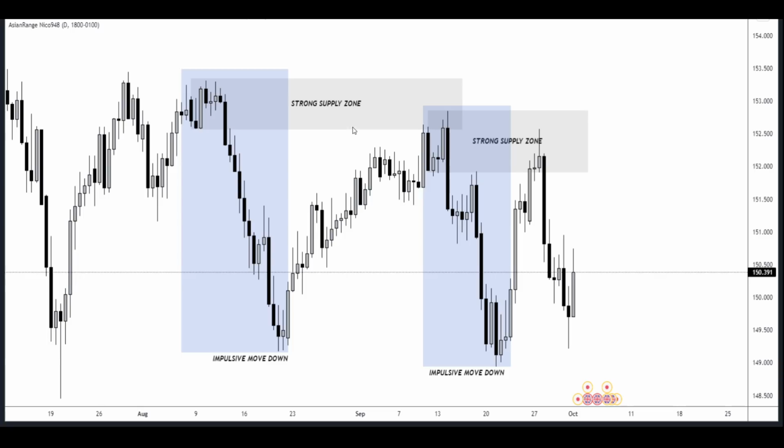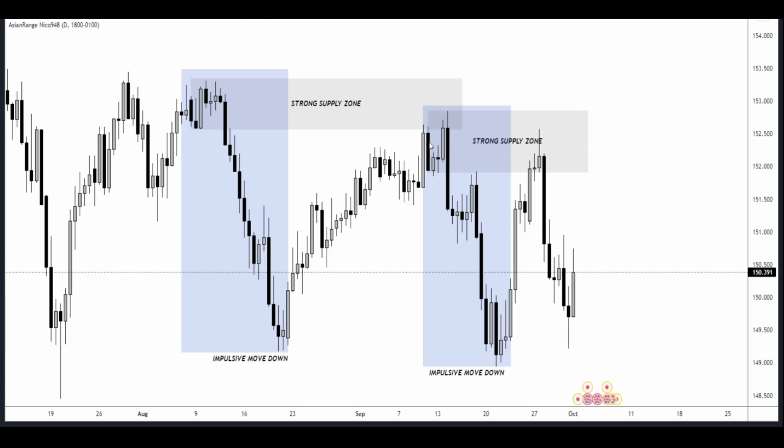Now, this is a supply zone example. We can see that the market pushes up into this point right here. The blue zone is going to be the impulsive move down, and the gray zone is going to be the supply. We can see that the market ends up going down a ton with a bunch of momentum. It sells off with a bunch of momentum, and then it retraces and trades back inside of the supply zone, which is the start of this major move down.